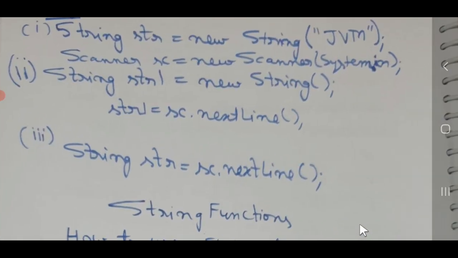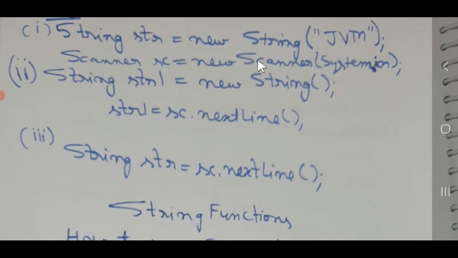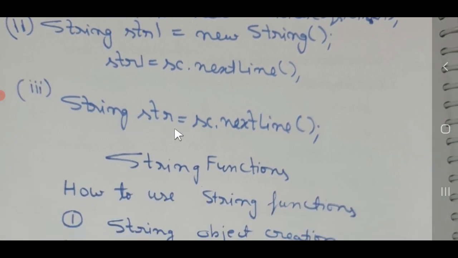Students, after this we have here String str equal to new String, in double quotes the string passed, JVM. Another method, as an example I am showing here, Scanner sc equal to new Scanner(System.in), then String str1 equal to new String, and then str1 equals sc.nextLine(); str1 is the variable which I have declared here. So this is the input through the keyboard. Keep on writing while I am discussing this, it will be a big help, and practice is very important. Students, after that, String str equal to sc.nextLine(), and then we have string functions.